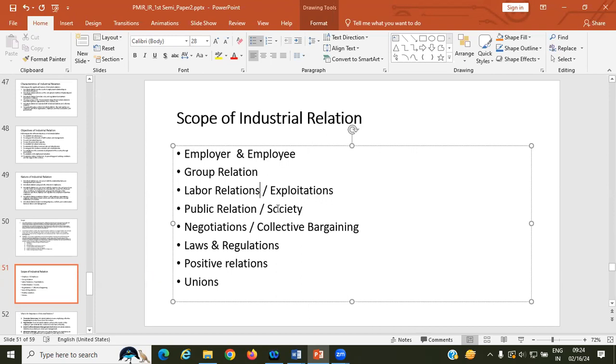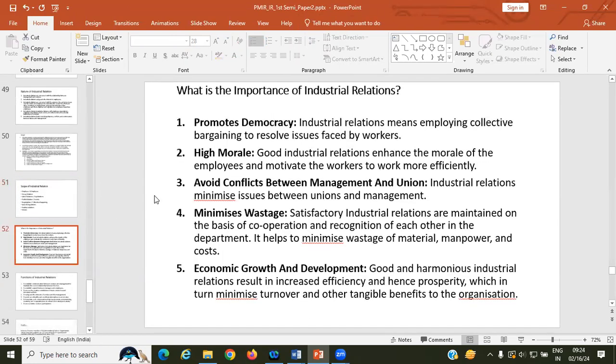These are the different scope. We'll discuss why industrial relations, what is the importance. These things we discussed in the characteristics, and we have a difference. Why is industrial relationship very important for any industry?